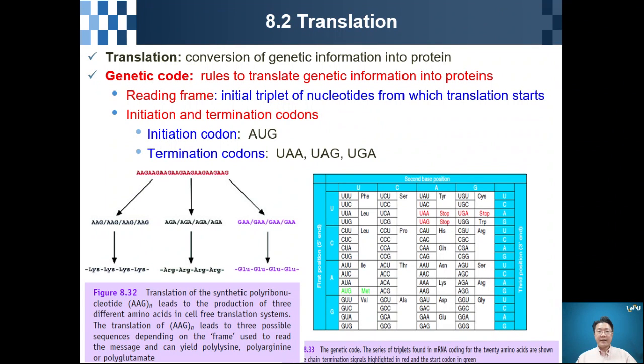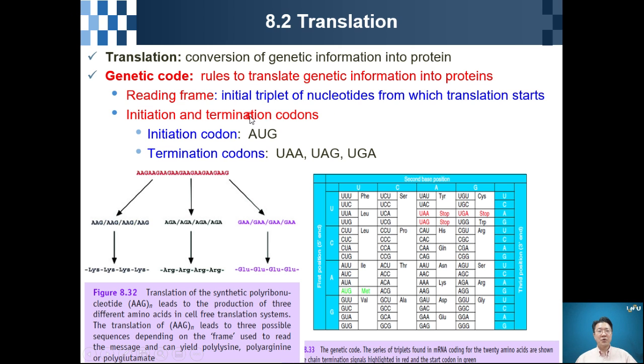So in this slide, I will explain the second subject, translation. Translation means the conversion of genetic information into protein. So first of all, we have to know the genetic code. Genetic code means the rules to translate genetic information into proteins.